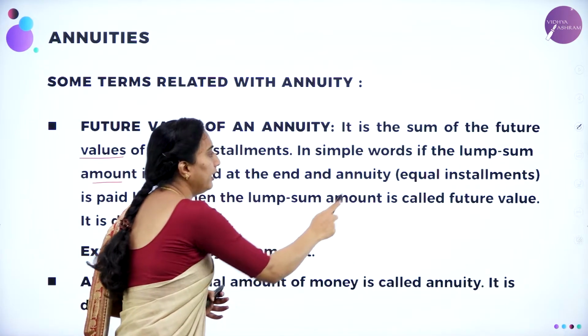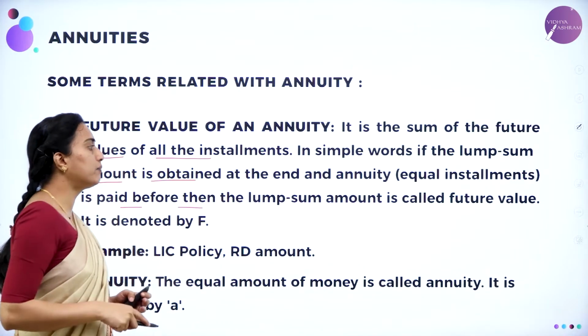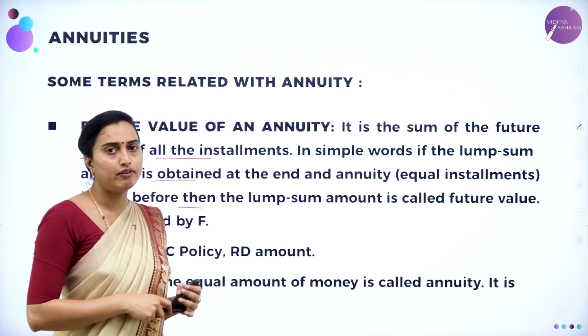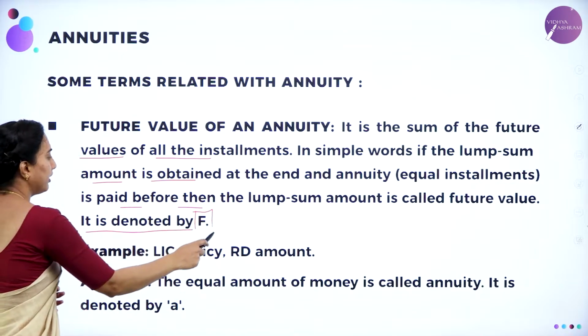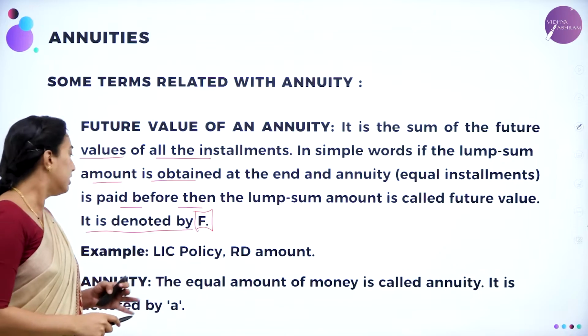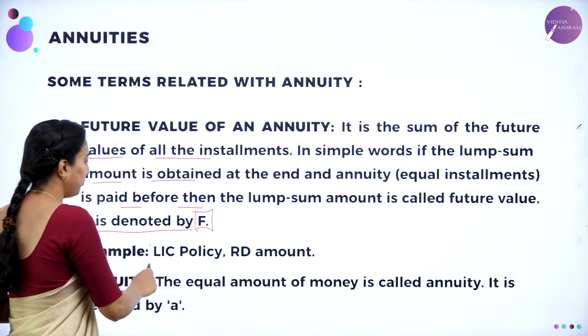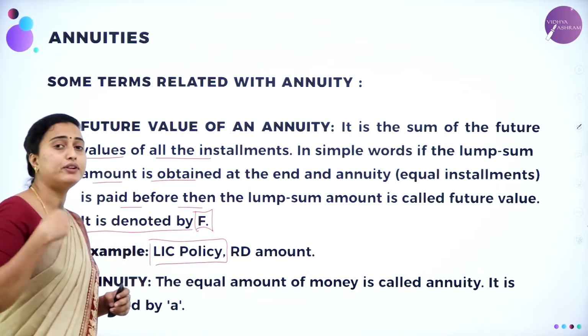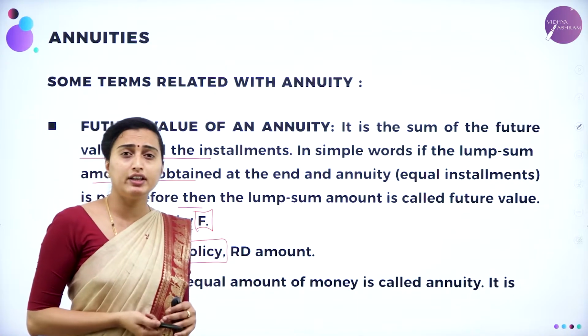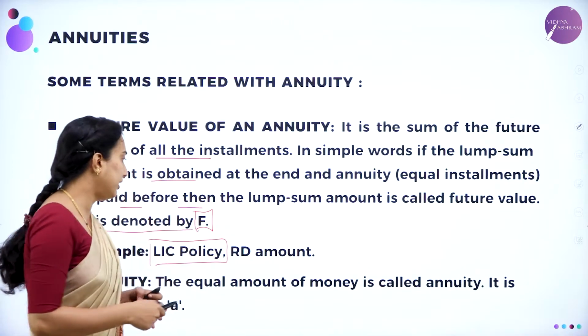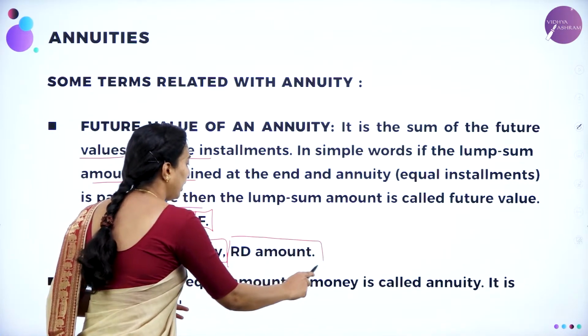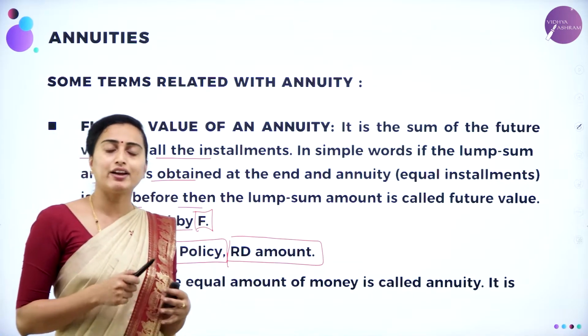An annuity is paid, and the lump sum amount received at the end is called the future value. Here it is denoted by the letter F. For example, with an LIC policy, after 10 years, 15 years, or 25 years, you are going to get a lump sum amount. And then an RD account, that means a recurring deposit.